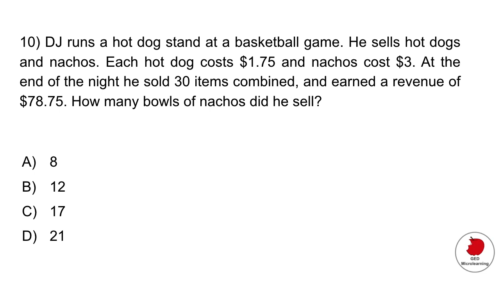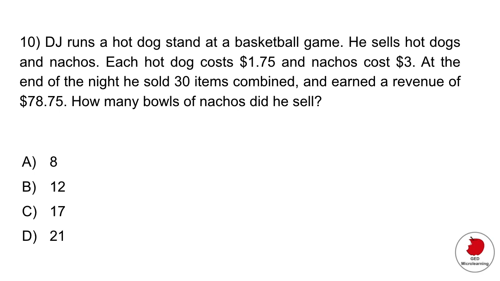All right, so question 10 is a system of equations problem. So it says DJ runs a hot dog stand at a basketball game. He sells hot dogs and nachos. Each hot dog costs $1.75 and nachos cost $3. At the end of the night, he sold 30 items combined and earned a revenue of $78.75. How many bowls of nachos did he sell?